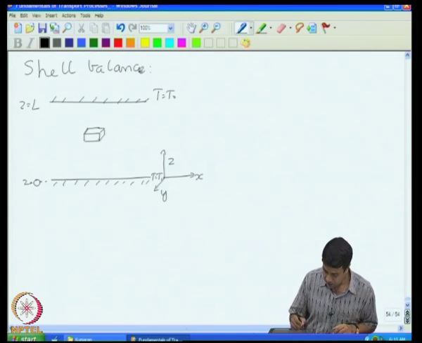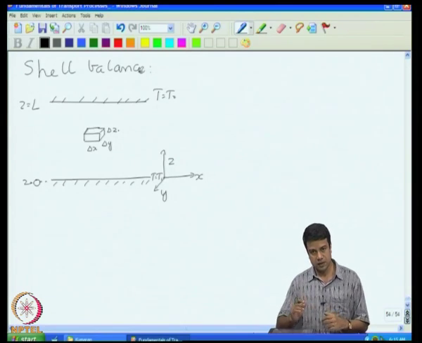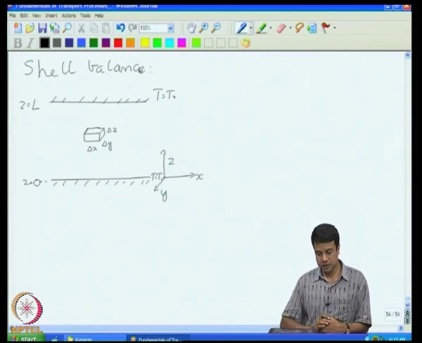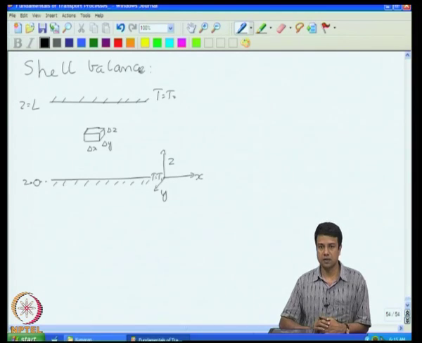This has extent delta x in the x coordinate, delta y in the y coordinate, and delta z in the z direction. Since the system is of infinite extent in the x y plane, there will be no variations of the temperature in the x and y directions. So, the temperature is a constant in both the x and y directions, and it is only a function of the z coordinate. If it is at steady state, it is not a function of time.